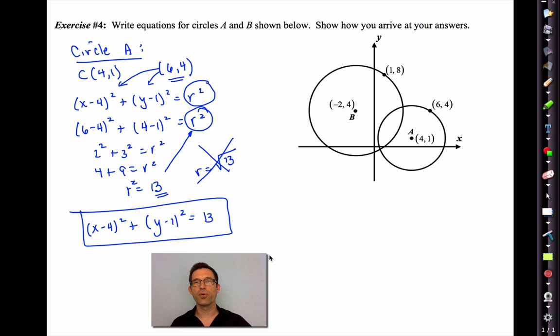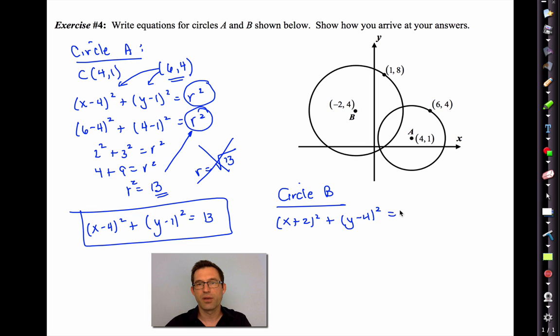Okay, let's go through it. Just like before, let me lay it out. I can say, well, I've got x plus 2 squared plus y minus 4 squared equals r squared. The only thing I don't know is the r squared. So I'm going to take that point 1 comma 8. I'm going to put 1 in for x. I'm going to put 8 in for y.